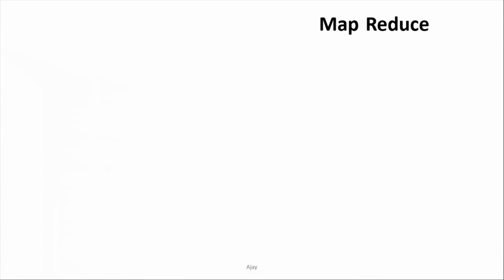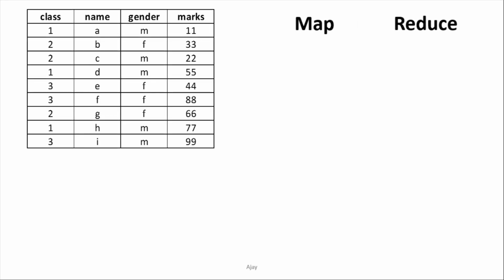MapReduce is made up of two parts, the map part and the reduce part. Let us take a small example. The table which you see is the students' data present in HDFS. The first column, class, is the level in which the student is studying. This can be level 1, level 2 or whatever level. Also we have the name and gender of the student and the total marks he scored. Now my objective is to find the average of students' marks in each and every class.